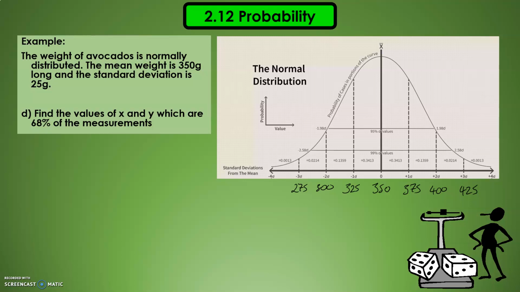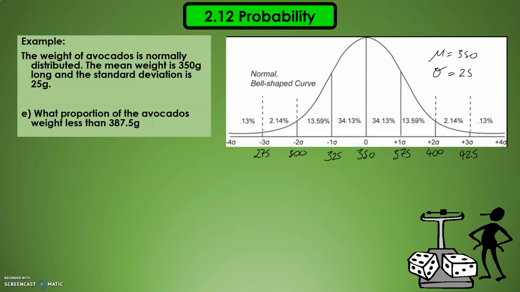Okay, find the values where we have 68%. So we talked about before, we've got 34 and 34. That's between one standard deviation above and one standard deviation below. So X would be equal to 325 and Y would be equal to 375.